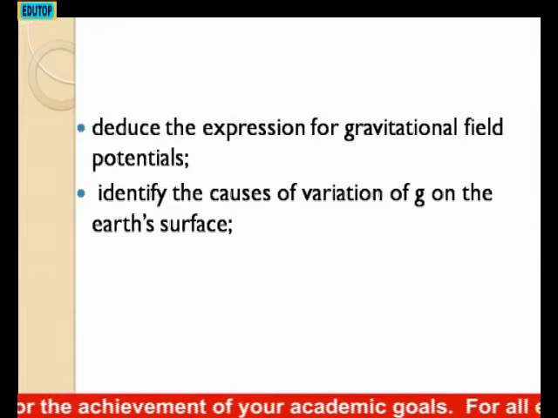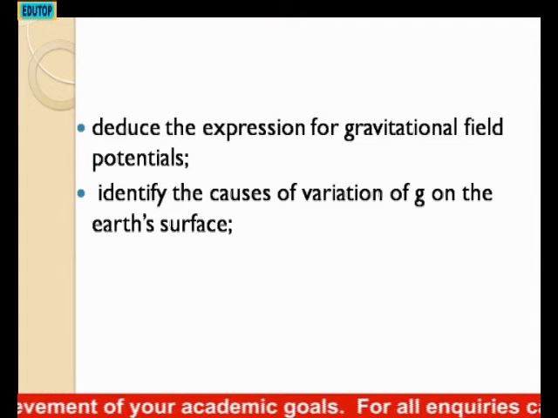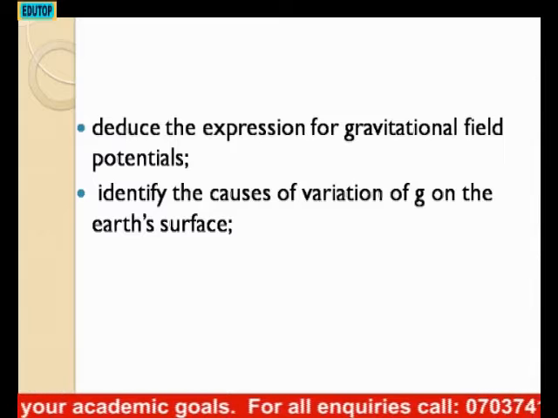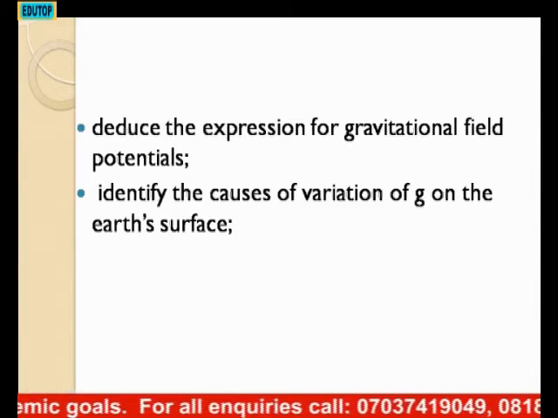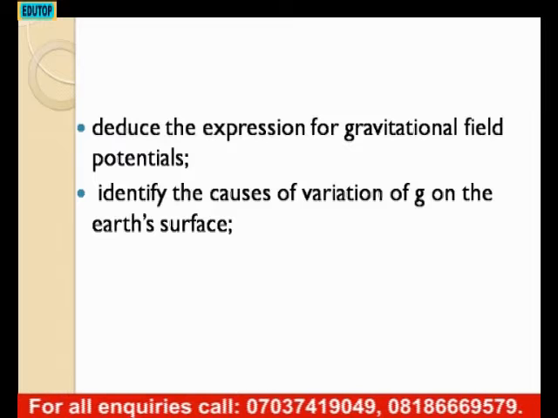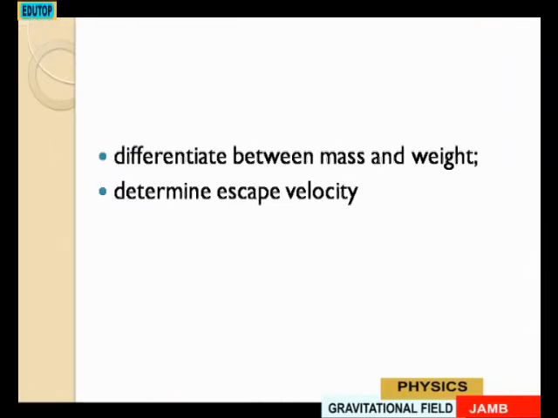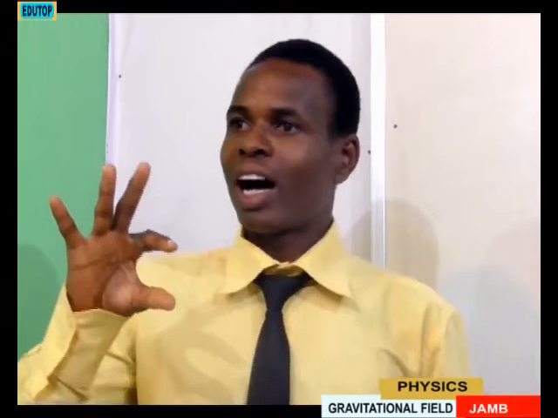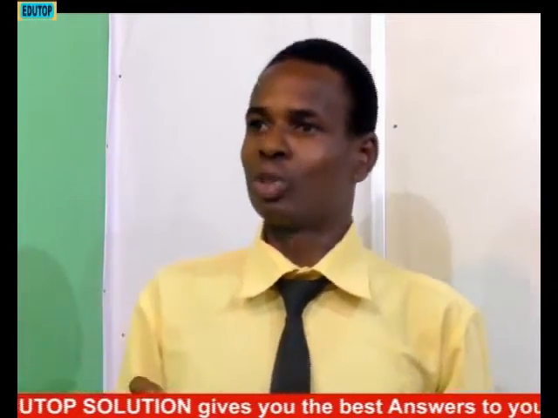At the same time, they should be able to identify the causes of variation of g, that is, the acceleration due to gravity on the Earth's surface. And they should be able to differentiate between mass and weight. Finally, being able to determine the escape velocity. Before we go to the calculation we have under this topic, we are going to look at the summary of what a gravitational field is all about.